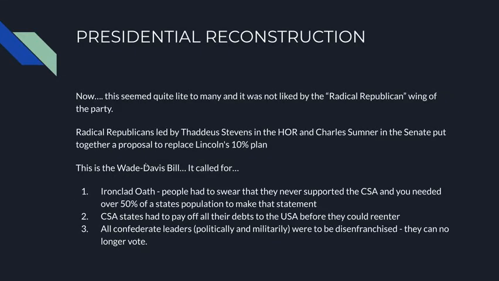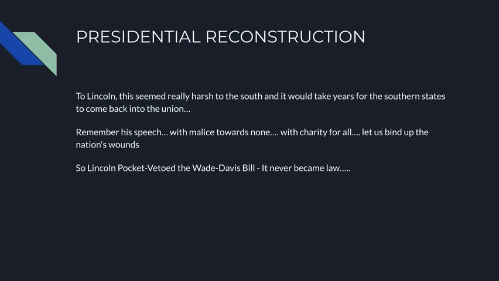Whereas the radical Republicans come in and say 50% have to take a loyalty oath and also have to claim that they never supported the Confederate States of America. Then each individual state had to pay off their debts, and then all Confederate leaders, politically and militarily, were to be disenfranchised. They could no longer vote. To Lincoln, this seemed really harsh to the South, and it would take years for the Southern states to come back into the Union. And if there's one thing Lincoln wanted to do, it was to get all the states of the South back into the Union as quick as possible, and then we can deal with the issues. Remember his speech, with malice towards none, with charity for all. Let us bind up the nation's wounds.